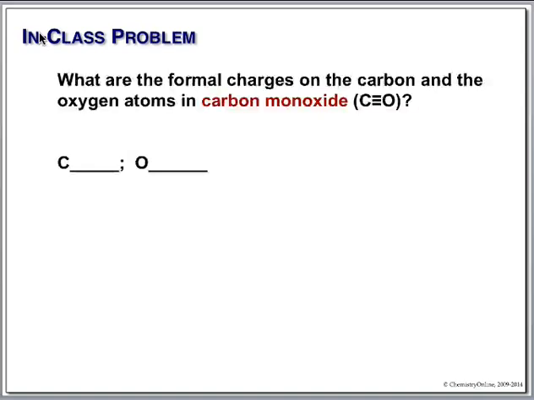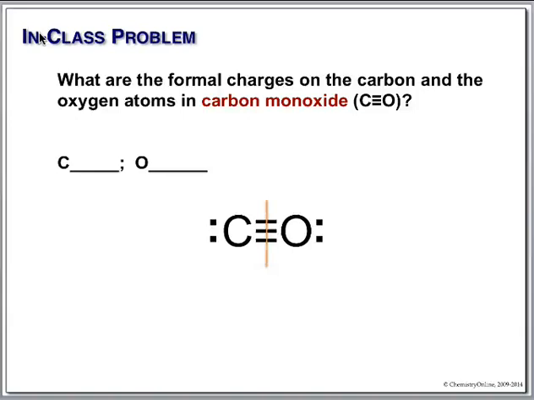All right, formal charges on carbon monoxide. Remember, when we do a formal charge, we're going to take our Lewis structure. We're going to split all covalent bonds. And then we're going to compare the number of electrons around the atom with the number of electrons predicted by the periodic table. So, let's split our triple bond. This carbon would then have 1, 2, 3, 4, 5 electrons.